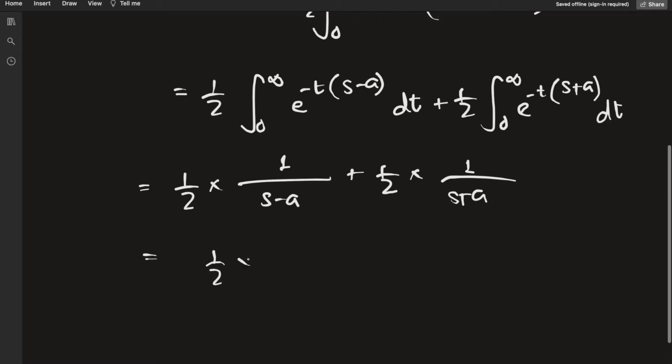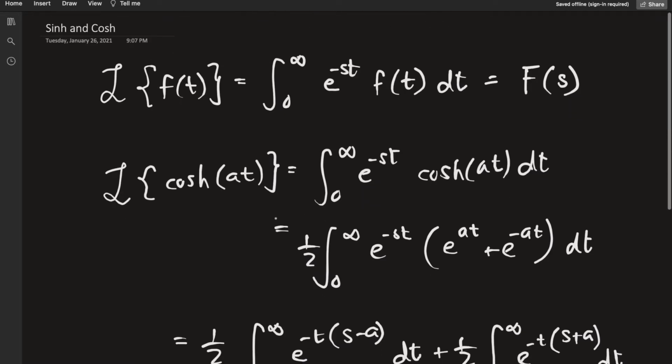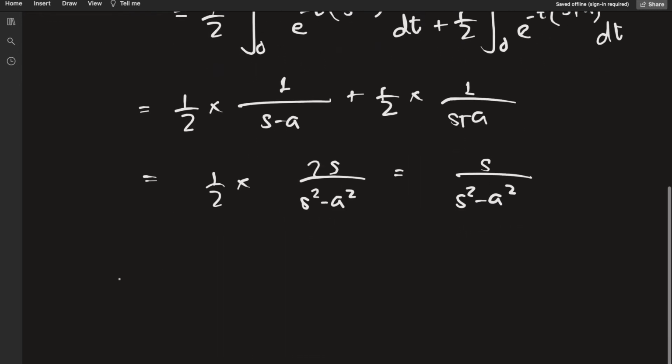So we have 1/2 cross multiplying this thing, 2s over s squared minus a squared, which is equal to s over s squared minus a squared. That's the Laplace transform of Cosh of at.